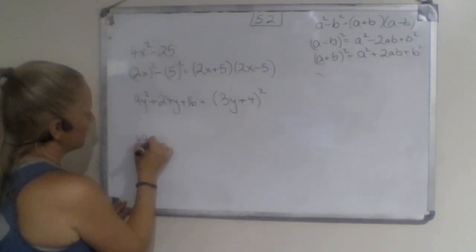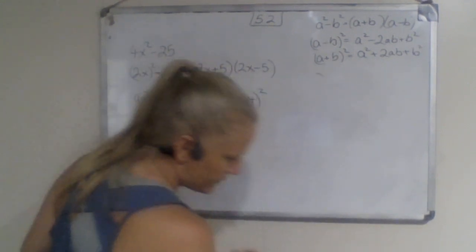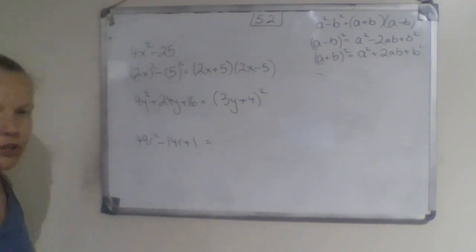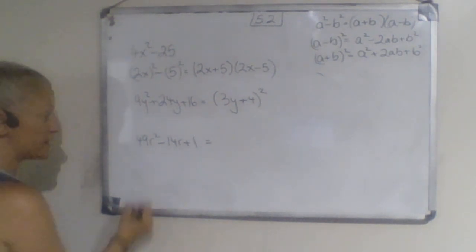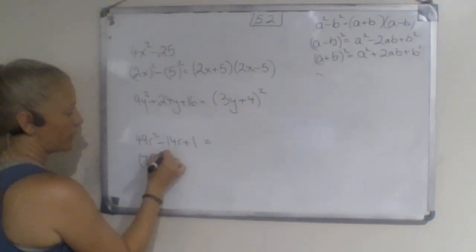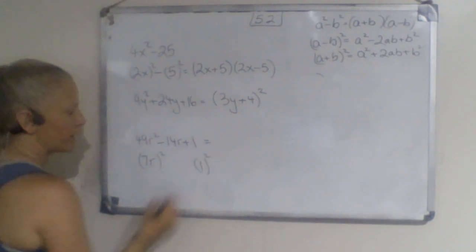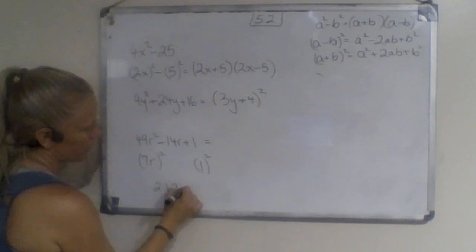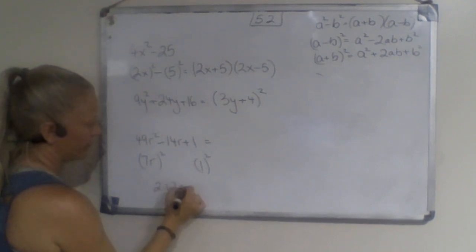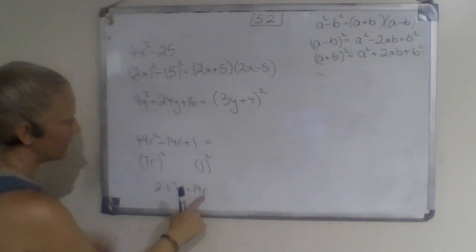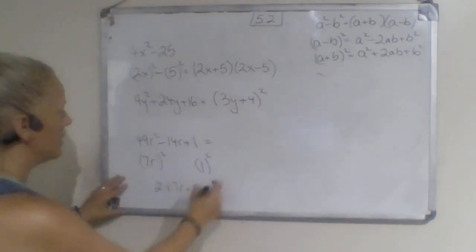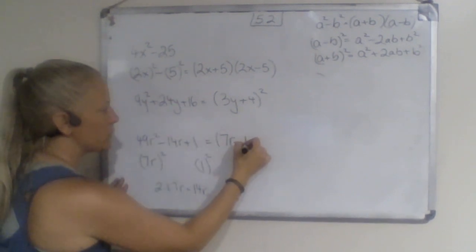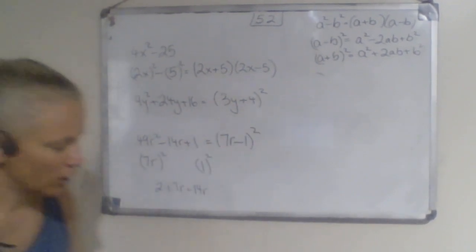49r squared minus 14r plus 1. The first thing I want to check is the first and the last term. Well, 49r squared is 7r all squared. 1 is 1 all squared. The only thing I want to check is what is 2 times 1 times 7r, so I get 14r. It checks, right? It's the same number. So this becomes 7r, I keep that sign, minus 1 all squared, and I solved all of that problem, okay?